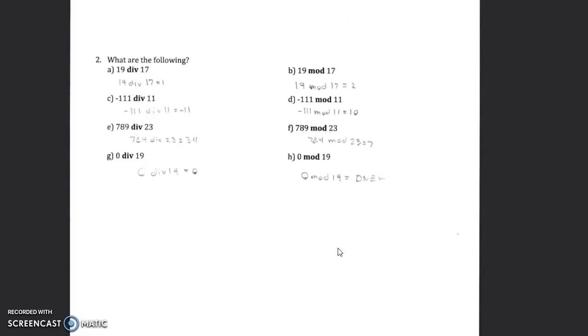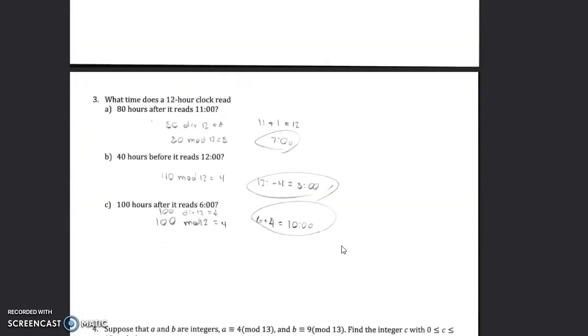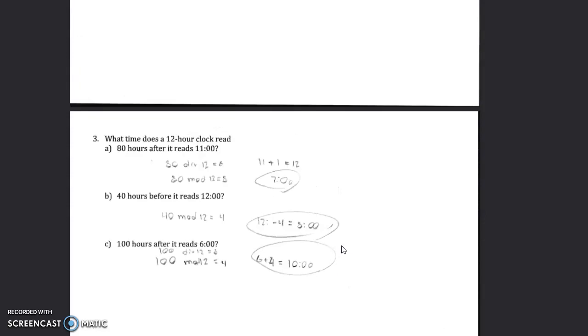0 div 19, when you divide any number into 0, you're obviously going to get a 0. Same thing. But when you do a mod, when you're looking for a remainder, there is no remainder when you mod a number into 0. Does not exist.